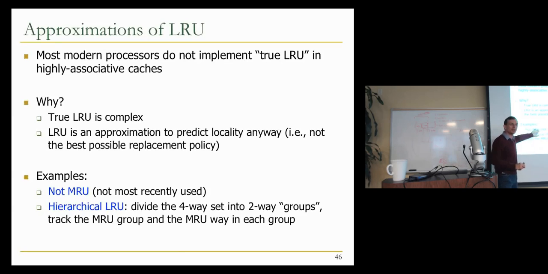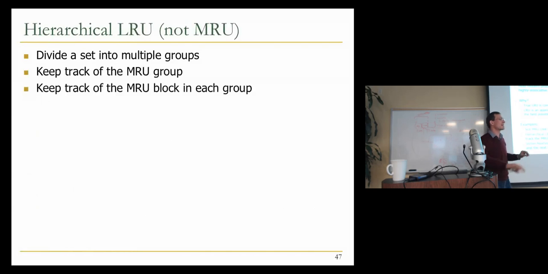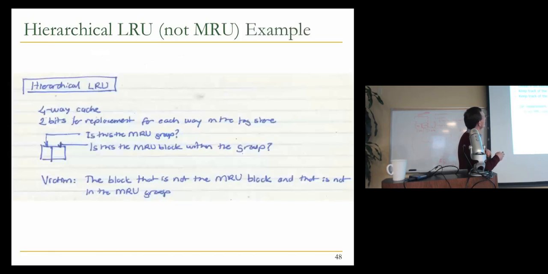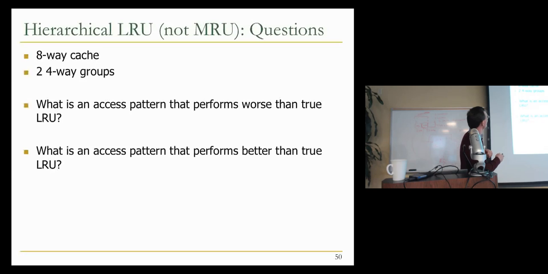So it's similar to not MRU, but it's really more hierarchical, right? And you can think about how to implement it. I have a slide going over that, but I'll not go over that today. The other thing that I'll briefly go over is another cute idea, victim, next victim. Basically, you only keep track of the victim and the next victim, and everything else, you do random placement. So let's take a look into that one, not the hierarchical. You can take a look at this on your own. I'll leave these slides, and I'll leave this question also.